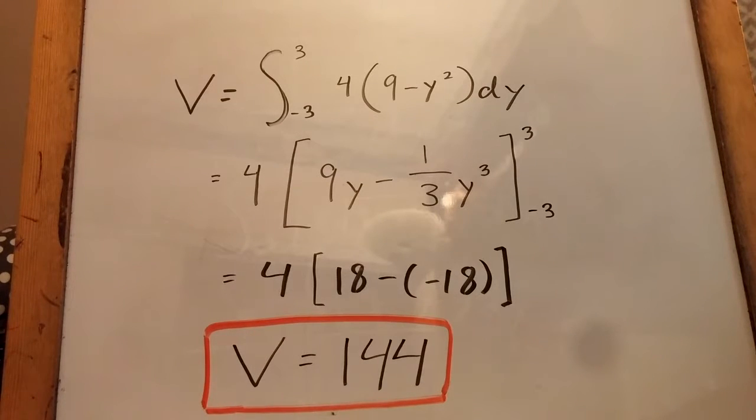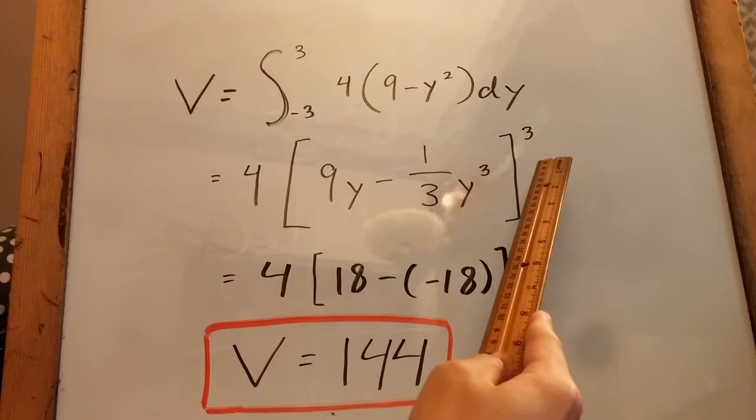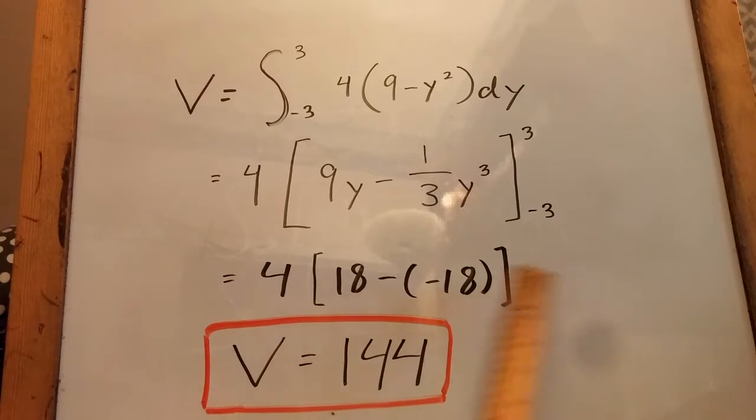So now that everything's set up, all we have to do is take the antiderivative of the area. You would get this right here, and all we have to do is plug in 3, which would give you 18, and subtract the value at -3, which would give you -18. And don't forget to multiply by 4, and you would get, as your answer, volume equals 144.